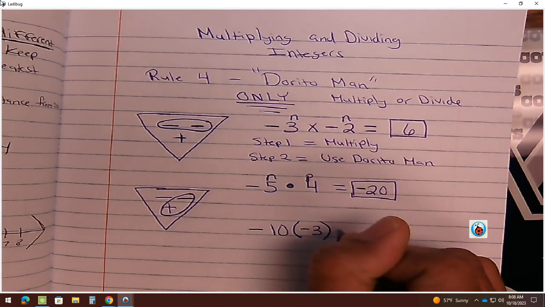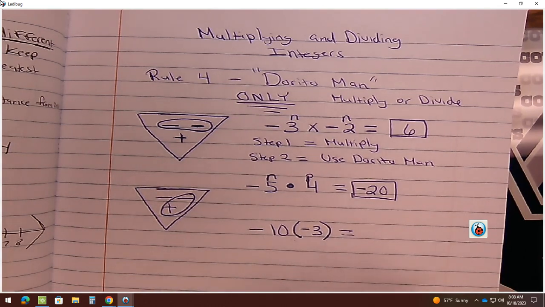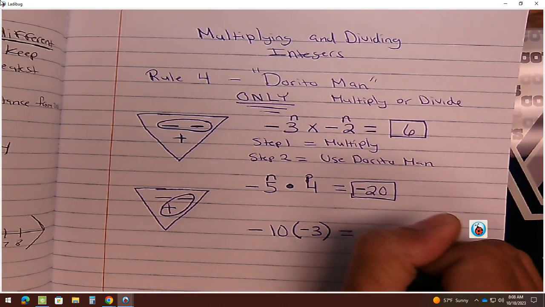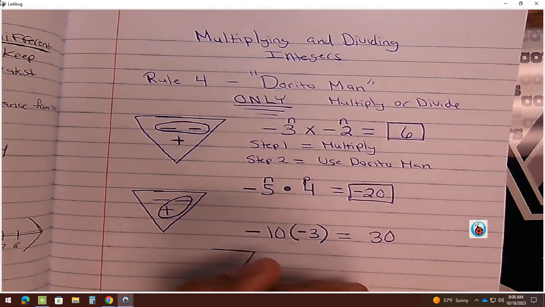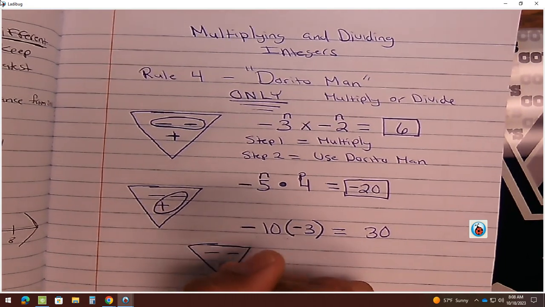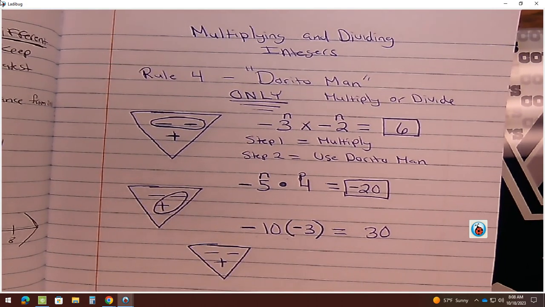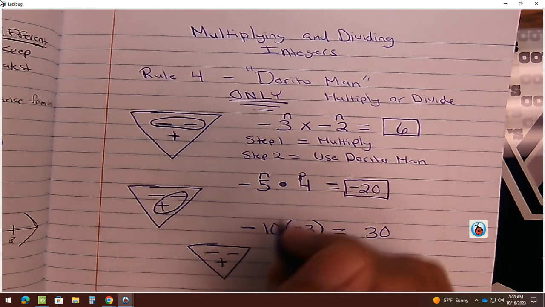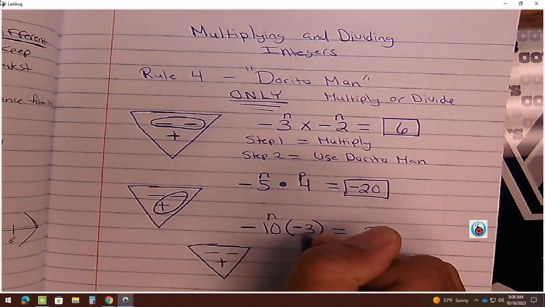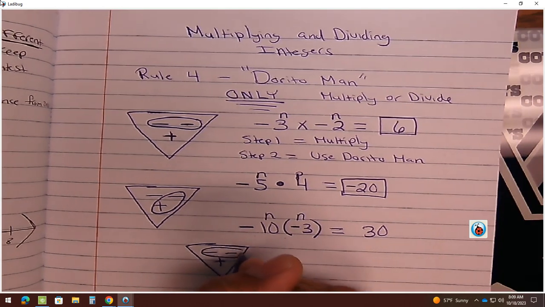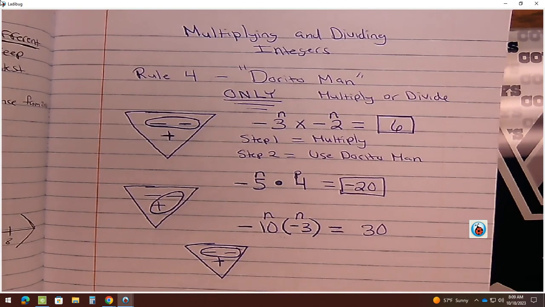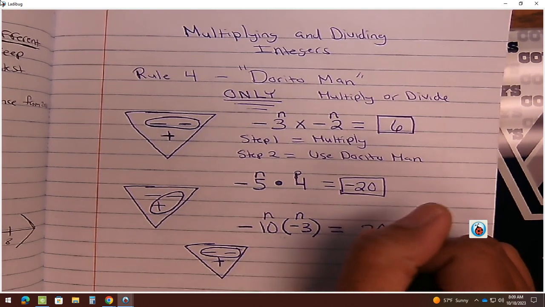So what's your first step? Just multiply. So what's 10 times 3? 30. That's step 1. Step 2 is to draw a Dorito man. There's my Dorito man. Now let's label. Who's the 10? Who's the 3? Who do we circle? The two negatives, right? The answer is going to be positive 30.